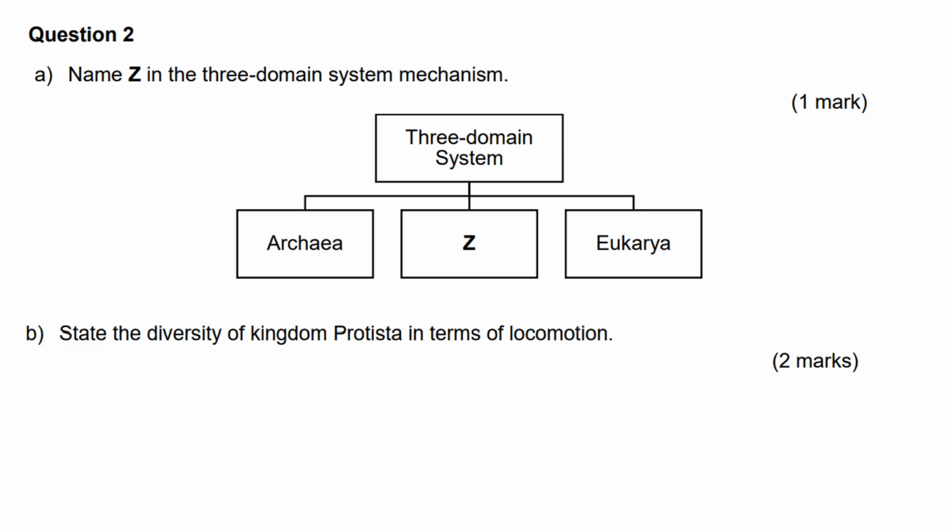In this video, we are going to continue to discuss question 2 of the tutorial on chapter 7, biodiversity. Question 2a. Name Z in the three-domain system mechanism. So the three-domain system consists of three domains, which is the first domain here. It says archaea, and then Z should be bacteria, for 1 mark, and then the other one is eukarya. So basically, archaea and bacteria are prokaryotes.